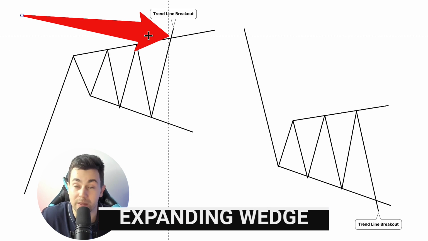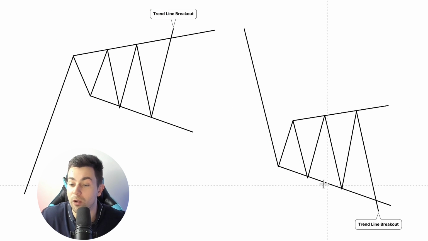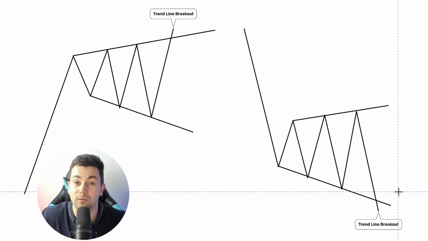There is a variation of the wedge pattern that I also traded this year, the expanding wedge. And for us, again, the breakout of the resistance of the wedge will be a strong bullish signal, while a breakout of the support of the falling expanding wedge will be a strong bearish signal.